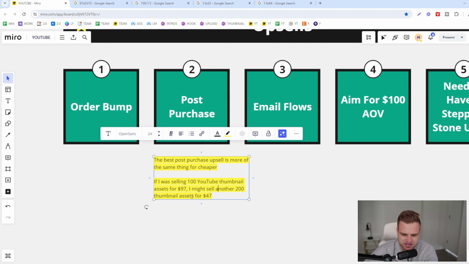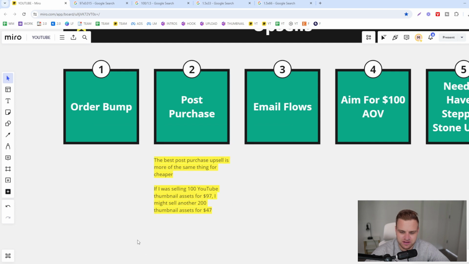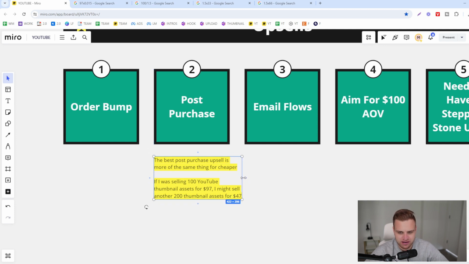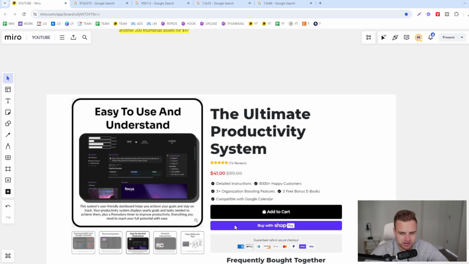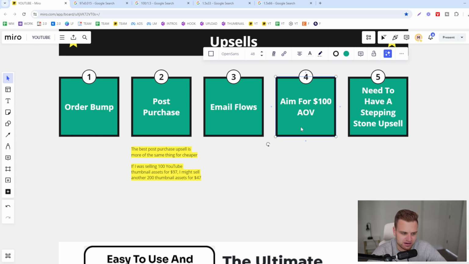$97 for 100 plus another 200 for $47 is going to outperform $147 for 300 by like a factor of 5. It's all how you frame it and how you put it in the steps. So if it makes sense to do something like that, and that's what I was doing with my landing page templates, just sell them more of the same thing for cheaper and better value. It's very important. So you'd have something on the post-purchase page, and then you'd have email flows, and hopefully that's going to get you a combination of those things. If you're not already at that $100 average order value, hopefully that's going to get you there.